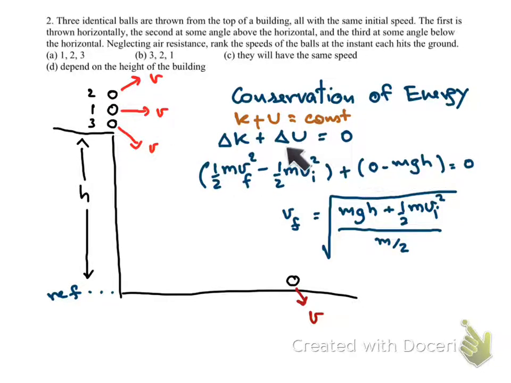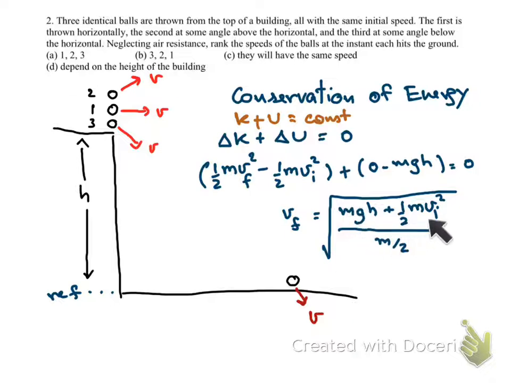And the change of the gravitational potential, if we use the ground as a reference, so the gravitational potential at the ground is 0. The change of the gravitational potential is equal to the gravitational potential at the ground minus the initial gravitational potential, which is equal to mgh, right? So if we add these two terms, it must equal to 0. Rearrange this equation, we have Vf is equal to the square root of this term.